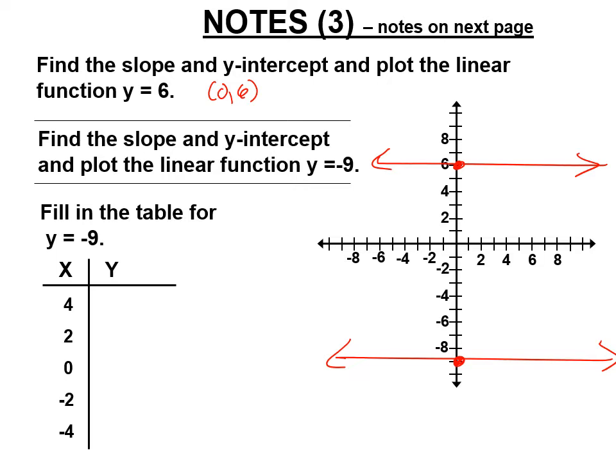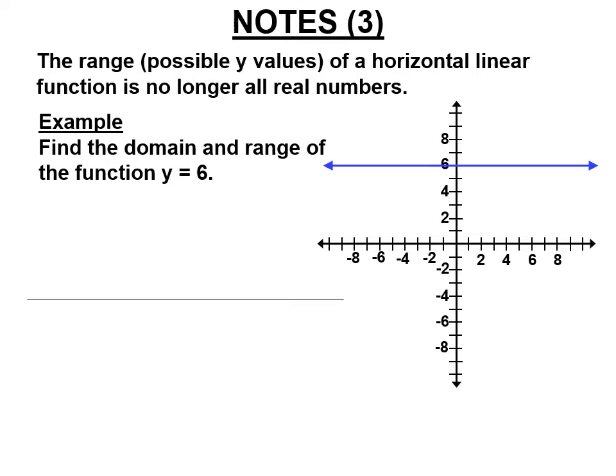Fill in the table for y equals -9. Okay, so when x is 4, y is -9. When x is 2, y is -9. When x is 0, y is -9. Oh, my graph wasn't that great, and so on. So y is -9 everywhere on this graph. All right, I missed the line, so let's do it right. There it is.